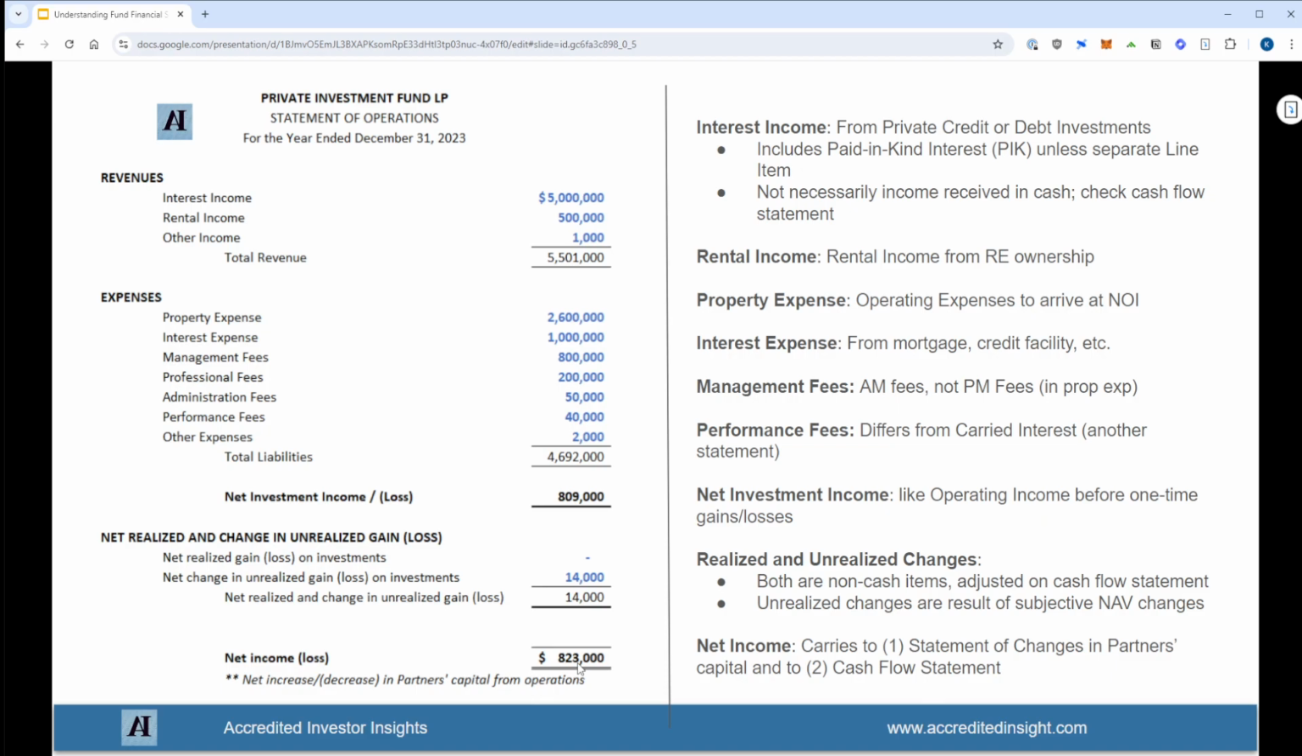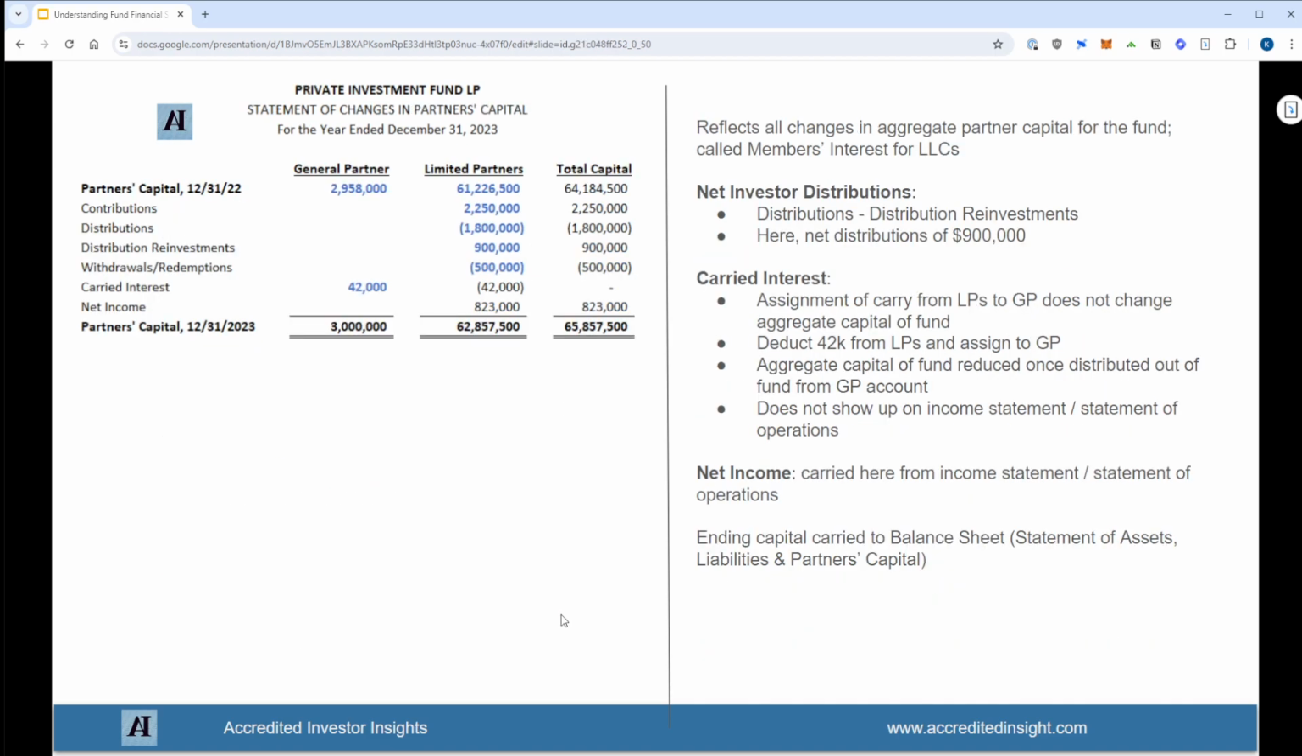And this will be carried to the changes in capital on the next slide, and also the cash flow statement later on. Another thing to note here with the asterisks: net income is the common terminology for financial statements, but in fund financials, often you'll see the term net increase or decrease in partners' capital or members' capital from operations. It's the same thing. This is just parlance for fund accounting.